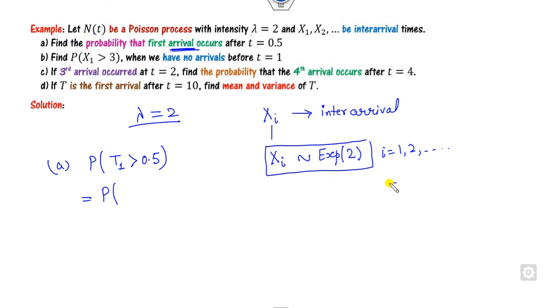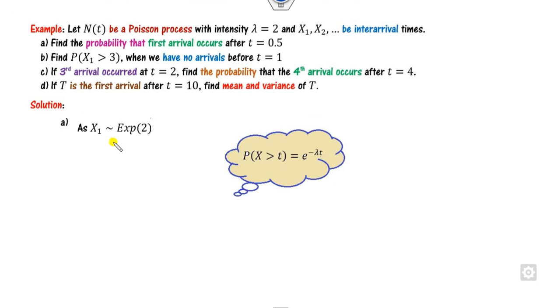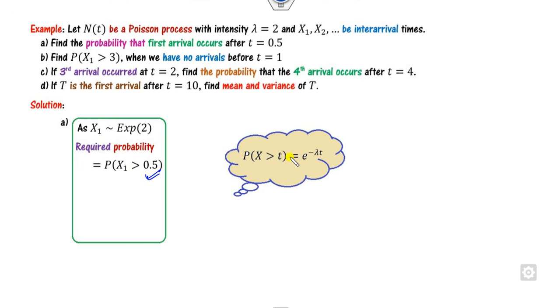But we all know what T1 is. This is nothing but my arrival, so in this case the arrival is my x1. It means x1 is greater than 0.5. This is my required target for this first problem. We have derived that it is greater than this, so the first method is we can start from here. We substitute lambda is 2, t is 0.5, so this is the right answer.